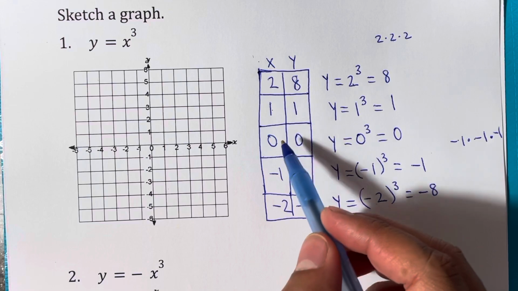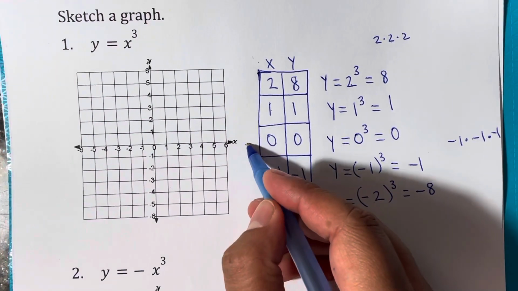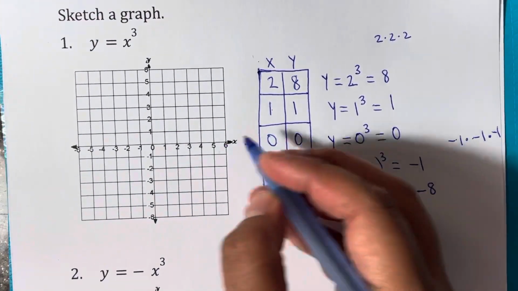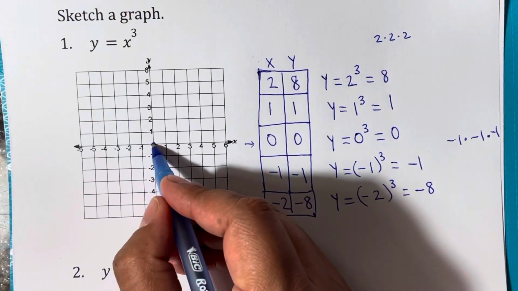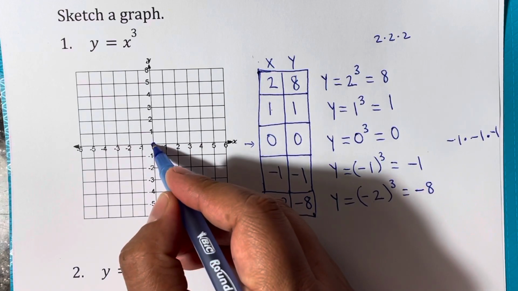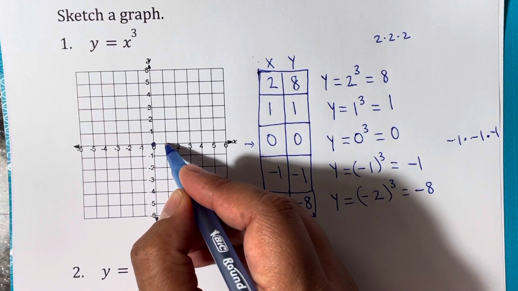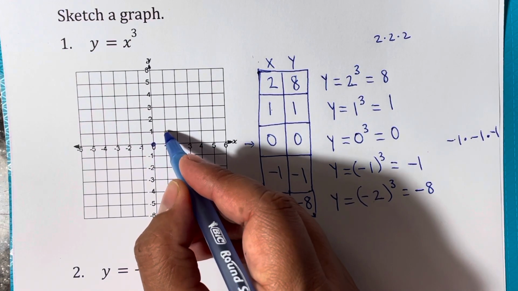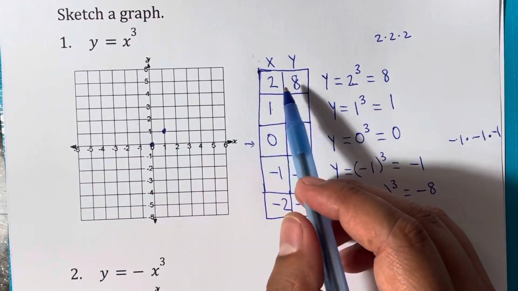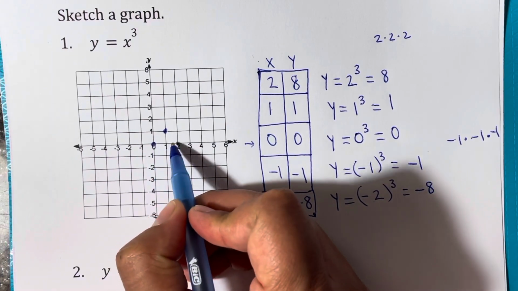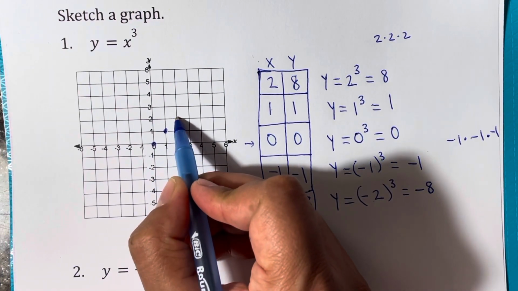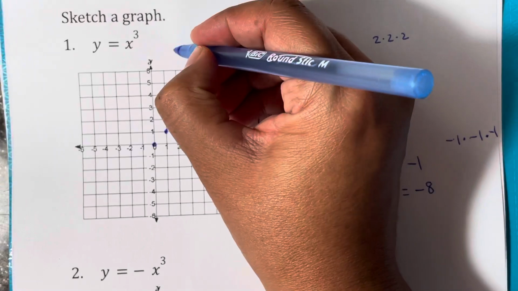You can start from here or you can start from the middle. This is going to be at our origin, 0, 0. And then you can start graphing up. +1, +1, positive on x. +1 on x, +1 on y is right there. And then this one is +2, +8. +2 for x, +8 for y is around here.